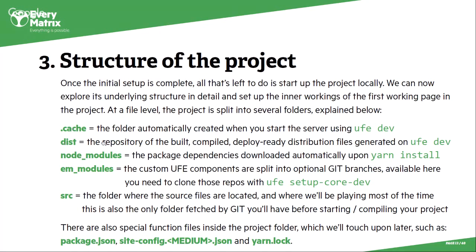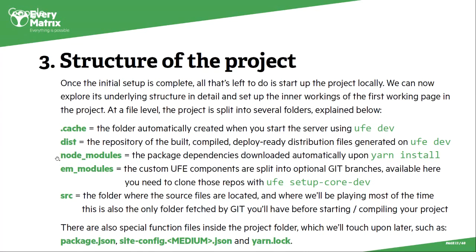Dist is the repository of the built, compiled, and deploy-ready distribution, and it's automatically generated again when you run UFE dev. The dist folder is what the server uses to render the whole website. It's basically the SRC folder combined with the EM modules folder combined with the node modules folder in a single package. Okay, node modules is the package dependencies downloaded automatically upon yarn install. So these are the dependencies for the project itself.